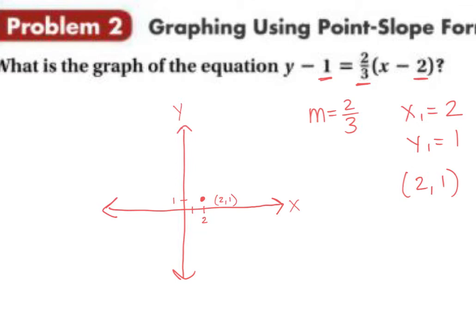And now our slope being 2 over 3. How are we going to move if our slope is 2 over 3? Up 2, right 3. Good. Up 2, and then to the right 3. So this is 1, 2, 3, so we'll be at 5 in the x direction and up 2, so 3 in the y direction. All you're going to do once you've got those 2 points is draw a line connecting both of them.